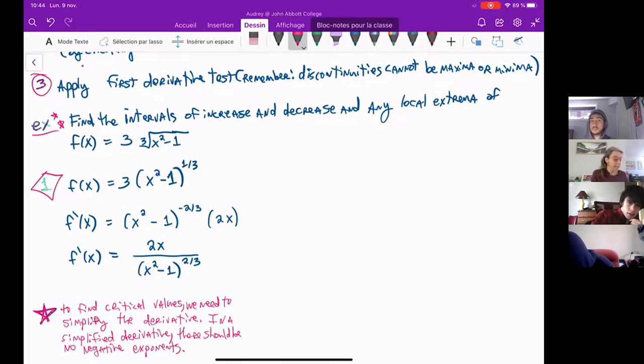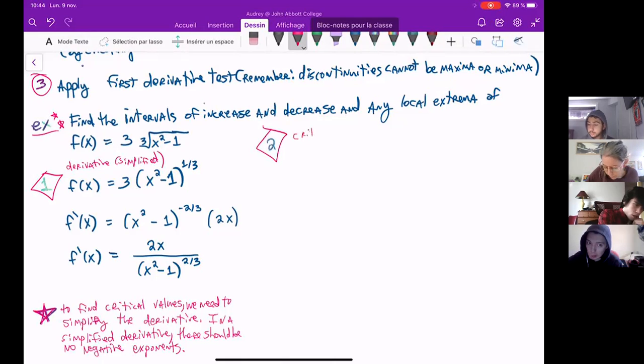Okay, so that is our first step of applying the test for increasing and decreasing. So our second step is to actually use that derivative now to find the critical values. So remember, our first step is derivative simplified. Our second step is critical values.